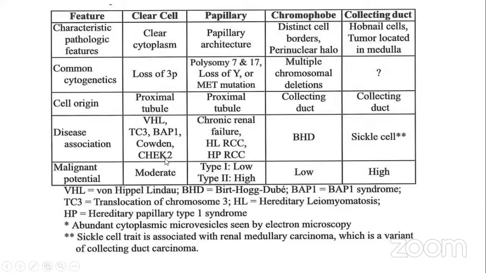So the malignant potential for clear cell is moderate. Papillary type 1 is low, type 2 is high, chromophobe is low, and collecting duct is high, like papillary type 2. This is the abbreviation as we mentioned it.